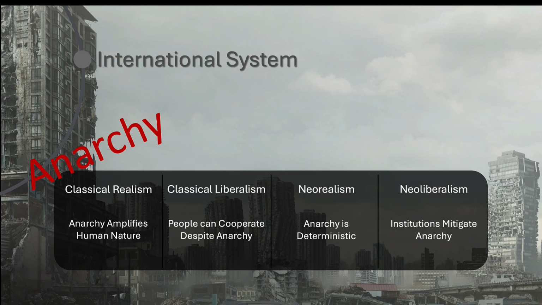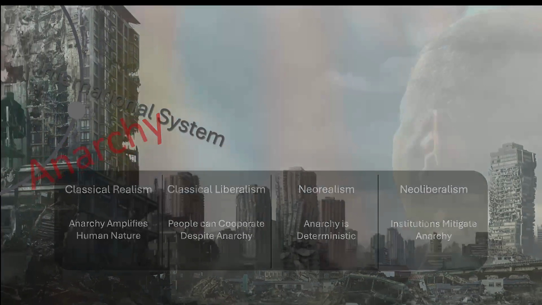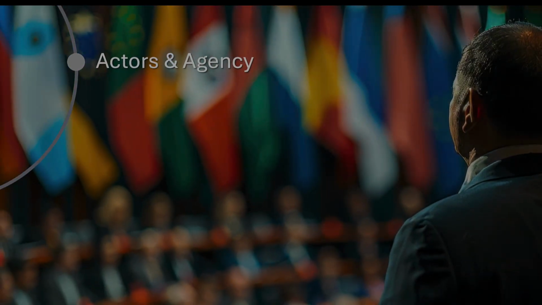So, in short, all four theories see an anarchic world, but whether they see that world as doomed to conflict or open to cooperation depends on deeper assumptions about what anarchy allows and what it limits. When we look at the world through each of these theories, the key question is who matters most, who has agency and the ability to make decisions that shape outcomes.